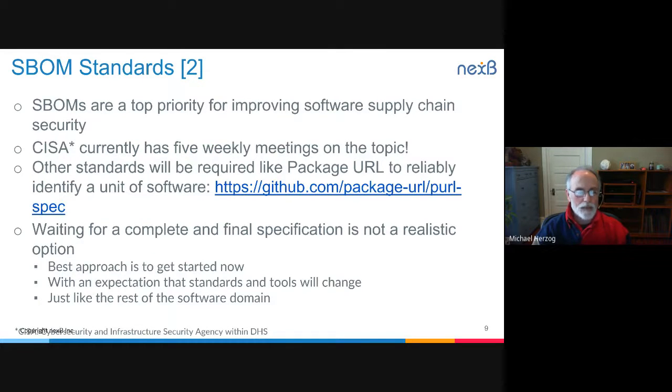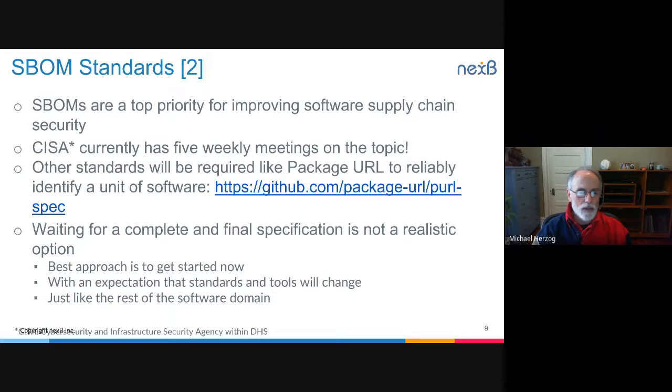SBOMs, I've mentioned several times now, have been identified as a top priority for improving software supply chain security. They are not the only topic. There are many, many other topics related to the security of development environments, related to signatures on packages and so on. But what we're talking about today is the SBOM side. At the moment, the Cybersecurity and Infrastructure Security Agency, which is kind of leading the charge for the government, has 5 weekly meetings every week. Not sure that that's a good use of your time, but it tells you how many people are interested and how much discussion is going on.